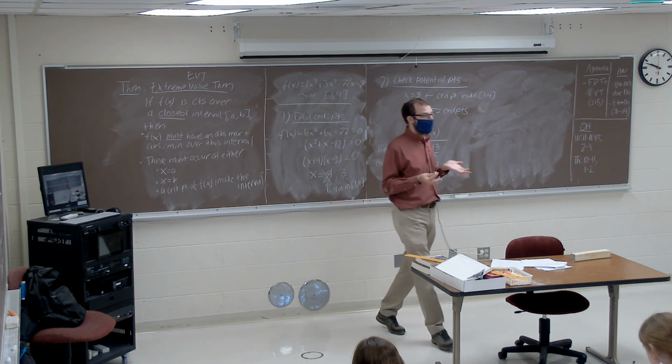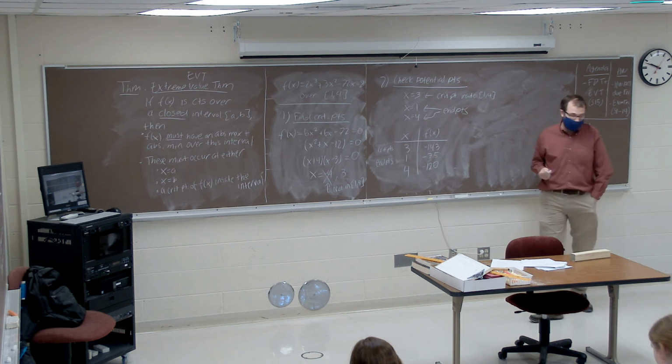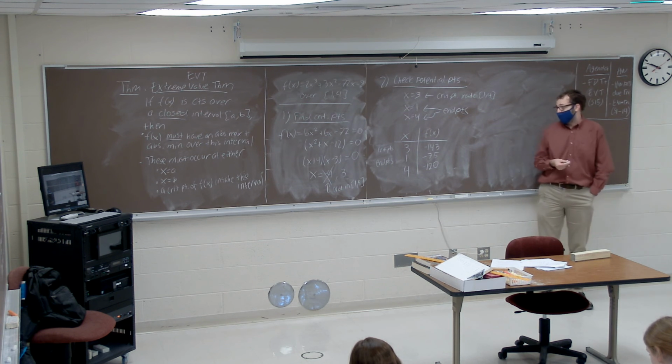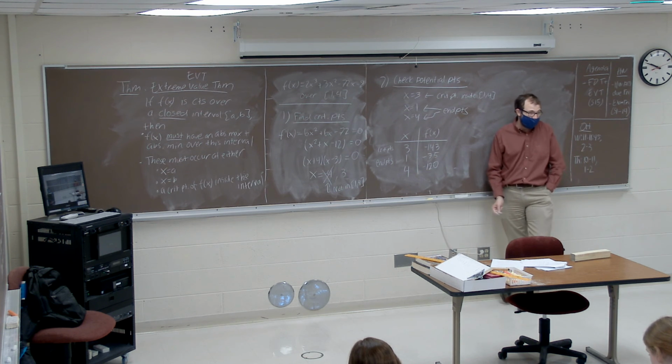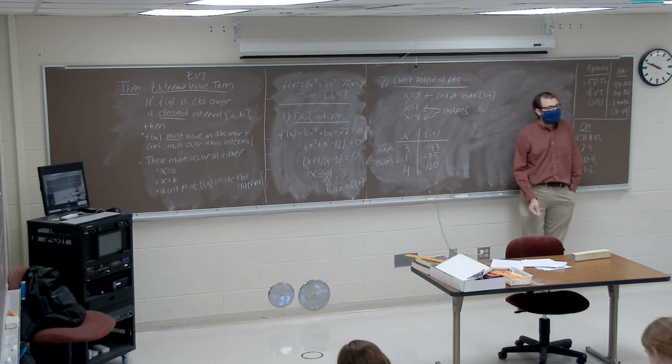To find absolute extrema, you just need to know what are the y values at various points. And now, once we have this table, what we can do is find the largest y value in this table. That's where we have an absolute max. Find the smallest y value in this table. That's where we have an absolute min.